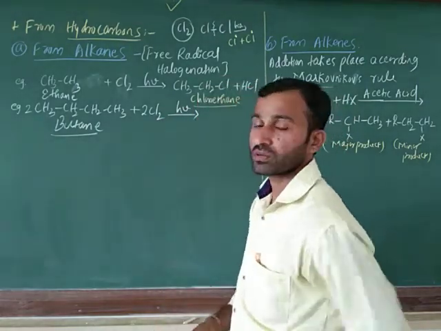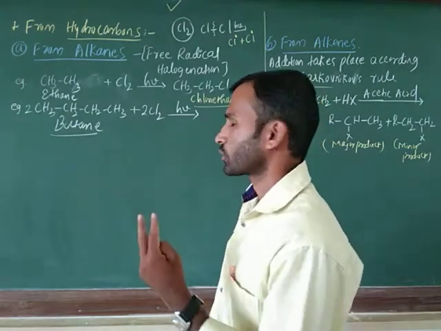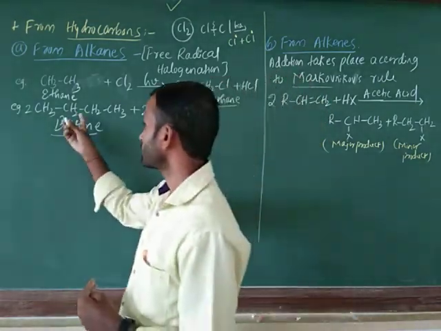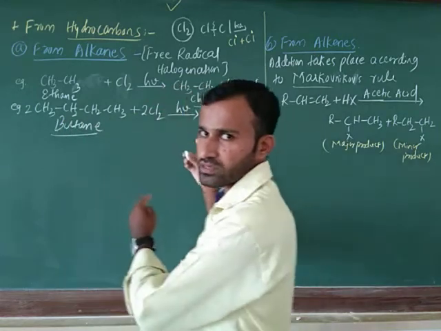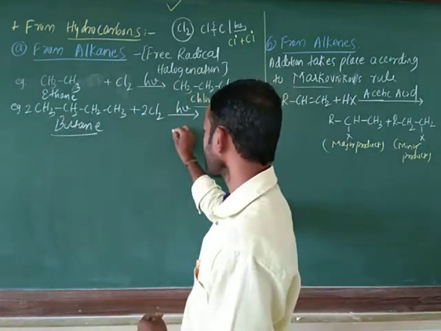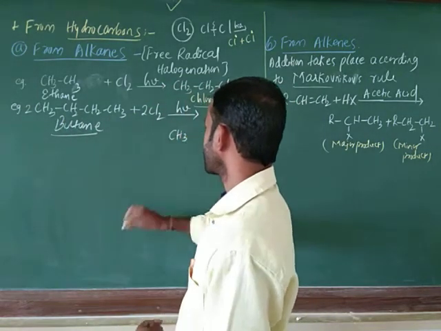Finally, the number of products formed is 2. Why are 2 products formed? Because they are going to take 2 moles, no? That is why 2 products are possible. The first product is CH3.